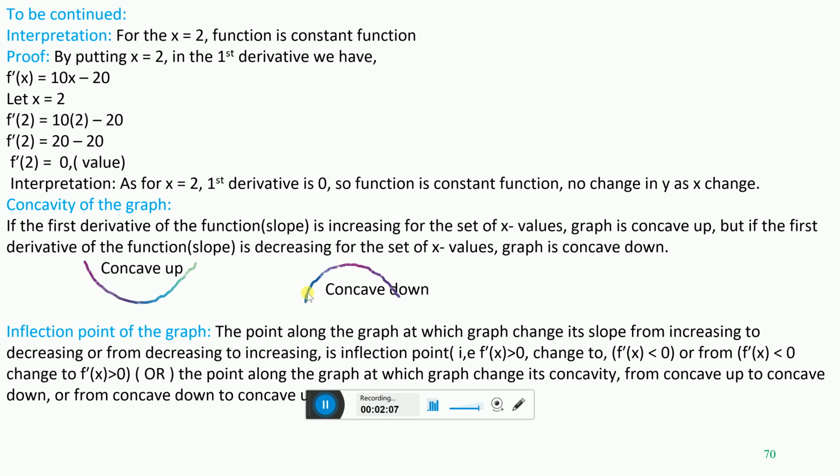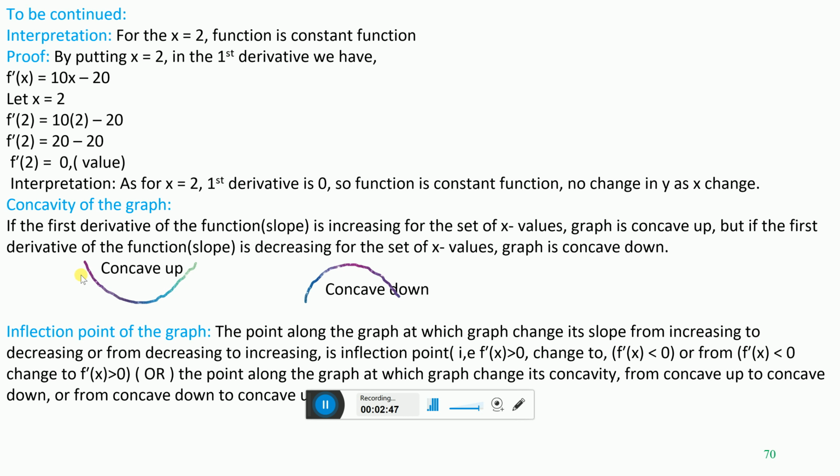Or for example, this is the graph, the slope, the first derivative, is increasing, and after this point, the derivative, the slope of this graph, starts to decrease. So this point is called the inflection point. The point along the graph of the function at which the graph changes its concavity from up to down or from down to up, the point at which the graph changes its slope from increasing to decreasing or from decreasing to increasing, that point is called the inflection point.